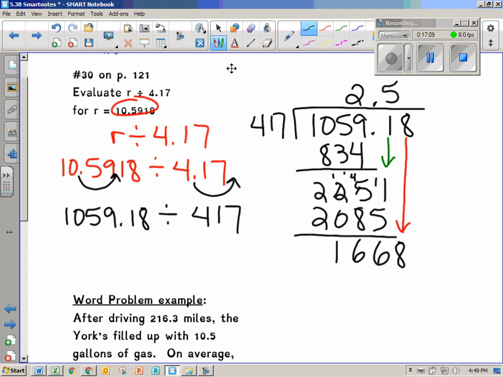417 into 1668 actually goes 4 times. 4 times 17 is 68, and 4 times 400 is 1600. So 1668 makes sense. Or do a little work on scratch. That's kind of the yucky part of decimal division, is all the scratch work you have to do. Well, since we have no remainder, we can just box our result.